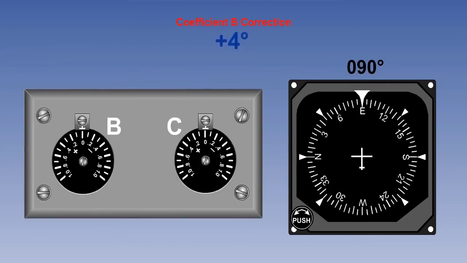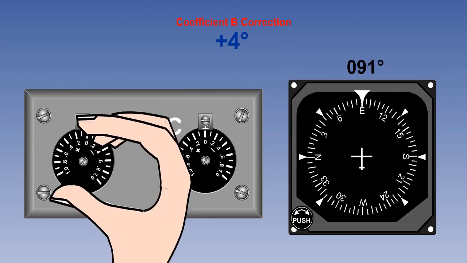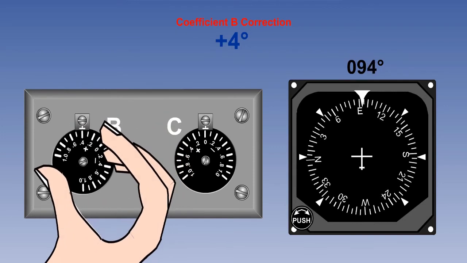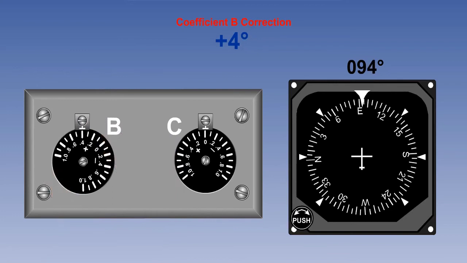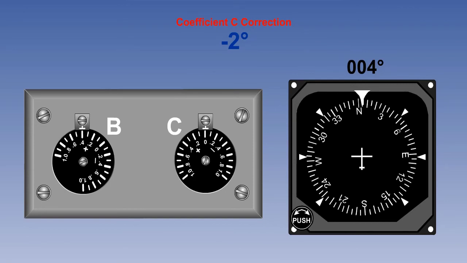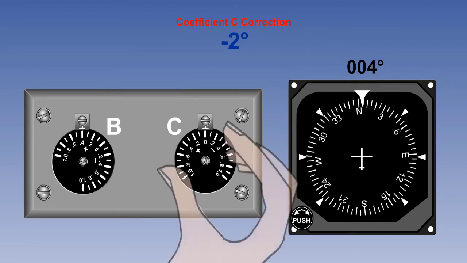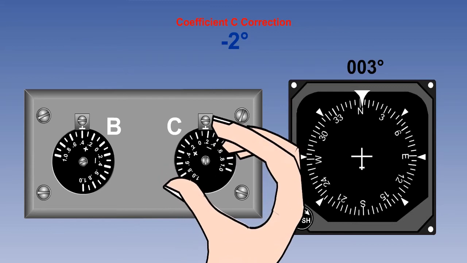Coefficient B is removed on headings of east and west. Let's say the error is plus 4 degrees. And coefficient C is removed on headings north and south, because as we saw from the graphs earlier, the relevant coefficients will be at their maximum on those headings. Let's make the error due to coefficient C minus 2 degrees.